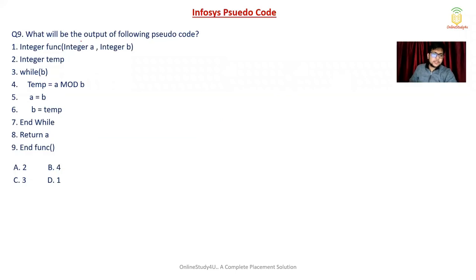Okay, question number 9. This is a slightly different type of question. In this, we have been given two integers A and B, and we have a temp variable given here. The value of A is 10 initially, it was missing, so I added it right now. So the value of A is 10 and the value of B is 6.